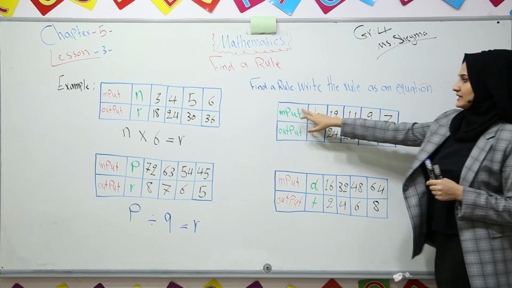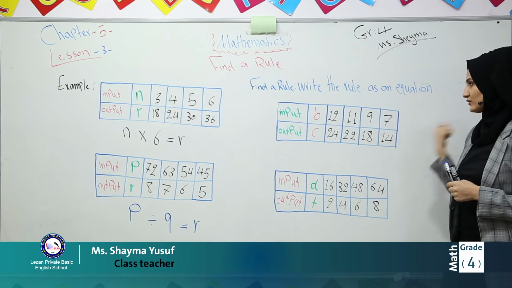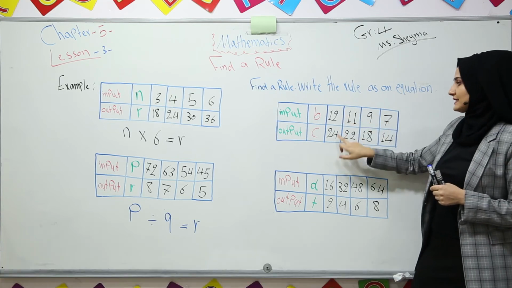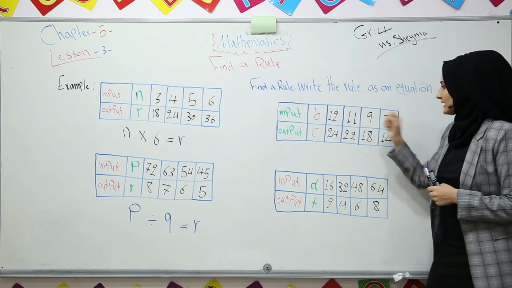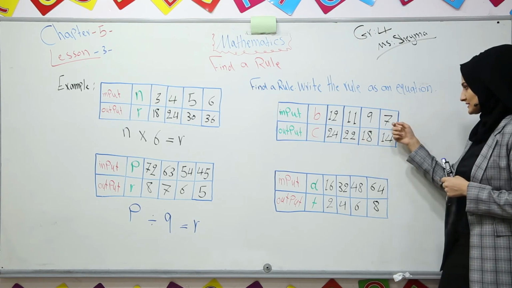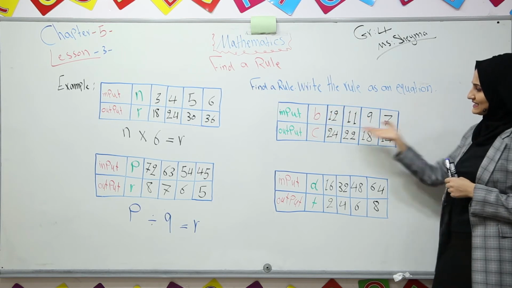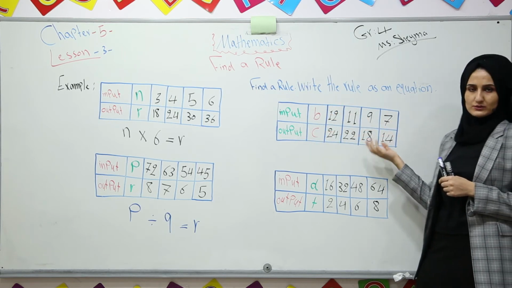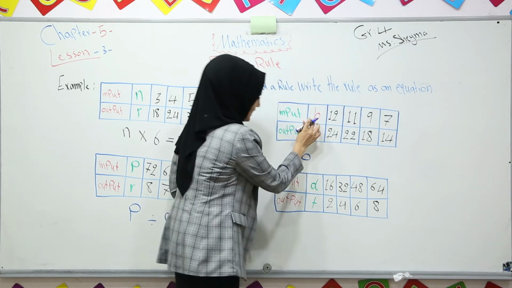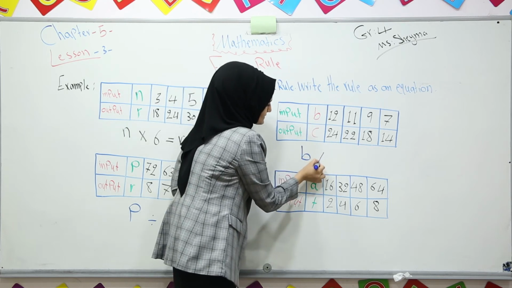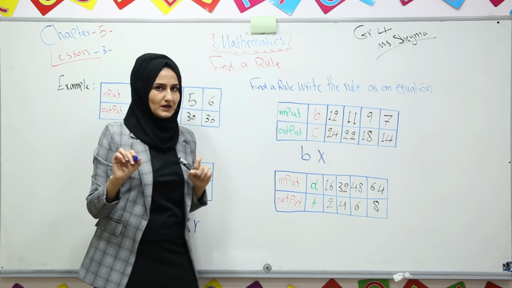Okay, we have input, again output. First, look at these numbers. We will use multiply or division. 12 is less than 24, you know. 11 less than 22, 9 less than 18, 7 less than 14. So, if the input number is less than the output number, we'll use what? We'll use multiply. So B, our input number is represented by B, times. We'll use multiply because our input numbers are less than our output numbers.